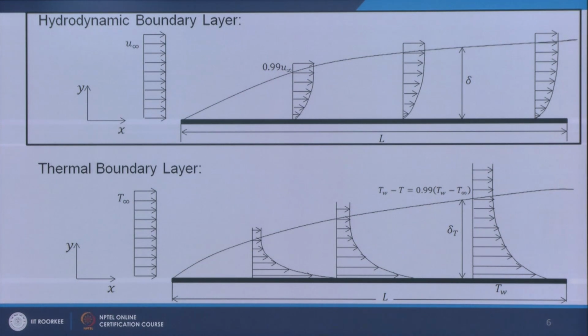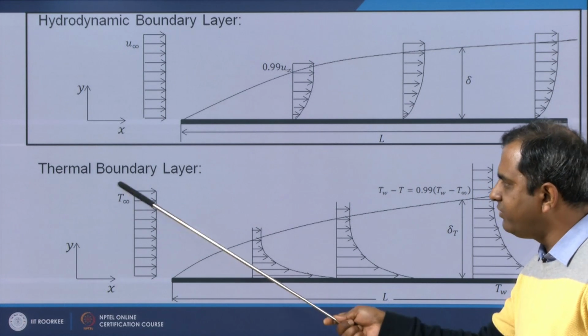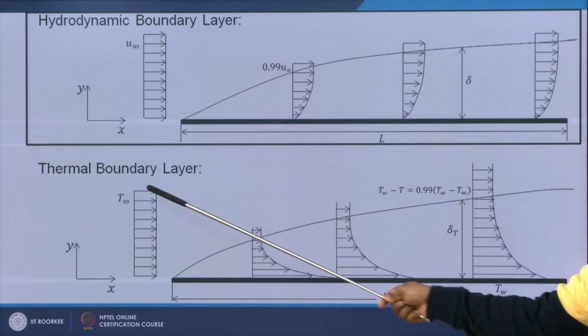A free stream fluid is coming over the flat plate at temperature T infinity, and you see Tw is higher than T infinity for the case we have considered. Whenever the fluid comes in contact with this hot plate, the adjacent layer of the plate immediately becomes very high temperature, and away from the surface we have similar T infinity.